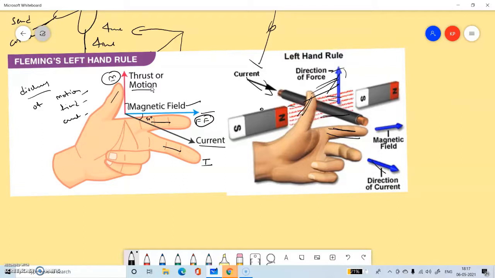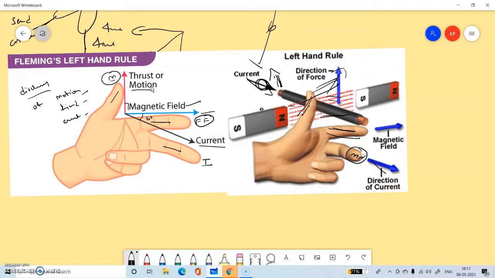So this is the direction of the current, which is represented by our middle finger, right? So this is the middle finger. For example, if the current direction has changed to the opposite direction, that means the current is going outside. If the current is going outside, what you have to do is just reverse this finger. So you place this finger on the opposite side, and therefore the direction of the force will also change.